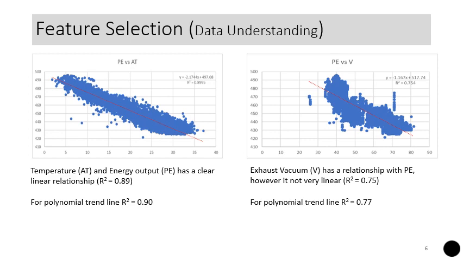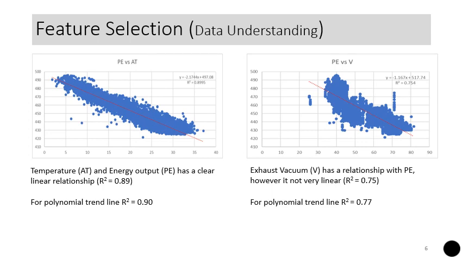The first plot here depicts the relationship between the energy output and temperature. It is visually clear that it has a strong linear relationship, and it is justified by a high statistical value of R square, which is 0.89.